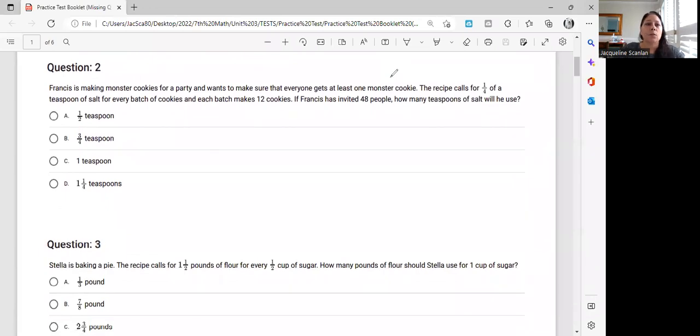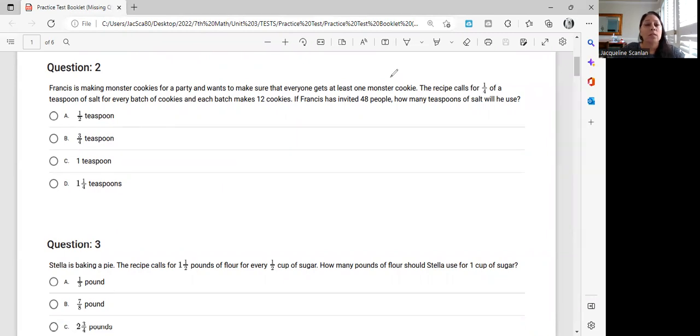And here we go. Question number 2 says, Francis is making monster cookies for a party and wants to make sure that everyone gets at least one monster cookie. The recipe calls for 1/4 of a teaspoon of salt for every batch of cookies, and each batch makes 12 cookies. If Francis has invited 48 people, how many teaspoons of salt will he use? All right, it's a lot of information.